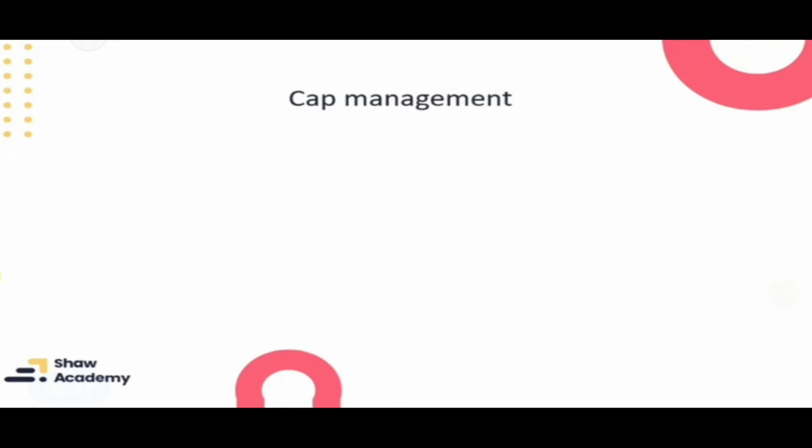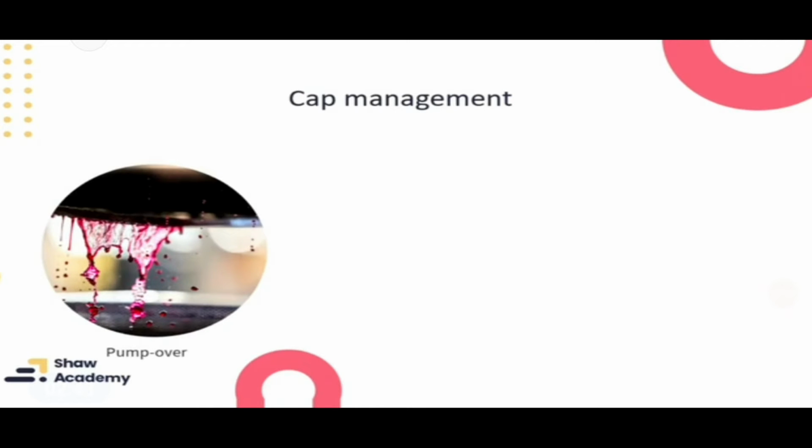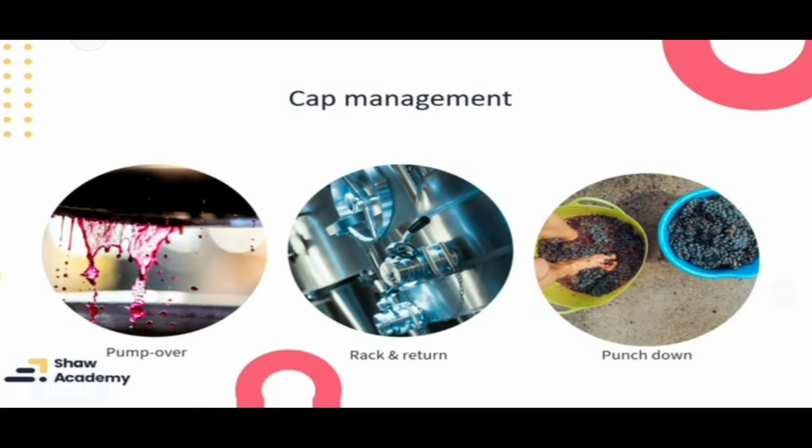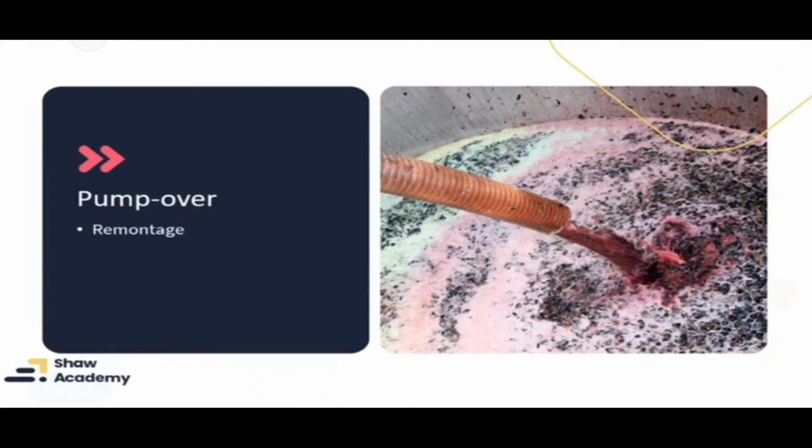And there are 3 main things that can be done. We can do pump overs, we can do a rack and return, or we can do a punch down. So let's have a look at what these things mean. During a pump over, the juice will be drawn off from the bottom of the fermentation vessel via a pump, and it is pumped back over the cap in order to soak it.